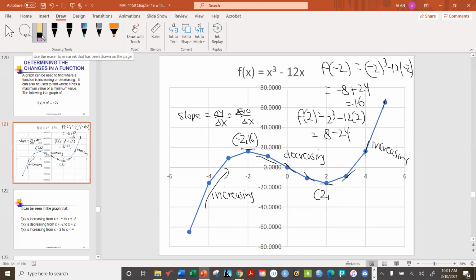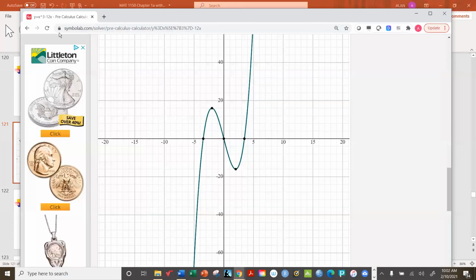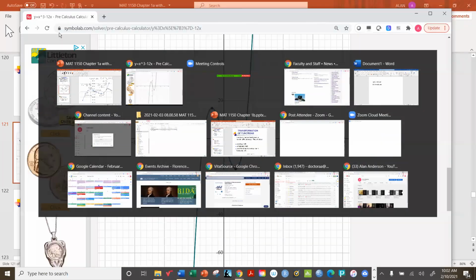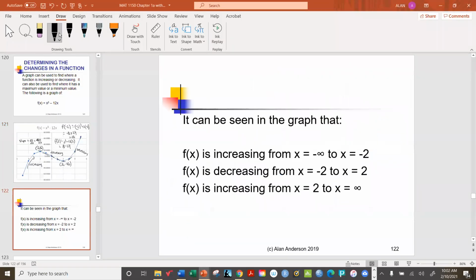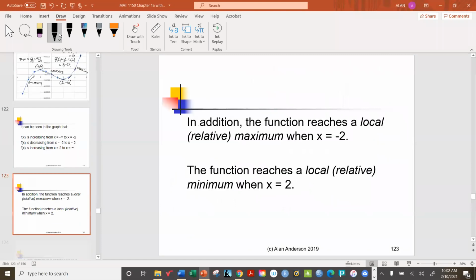It's hard to tell because these numbers are so large here. So this is 2, 2, 16. Here we have negative. Those are the 2 points at which the function either reaches a maximum or a minimum value. Everywhere else, it's either increasing or decreasing. Okay, so the question is, where is it increasing and where is it decreasing?